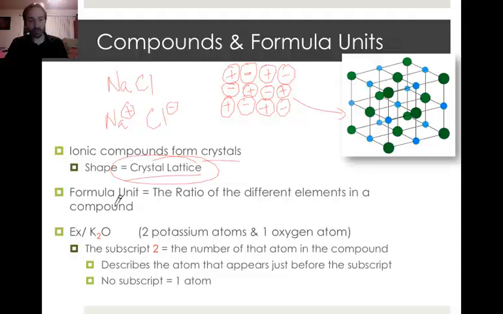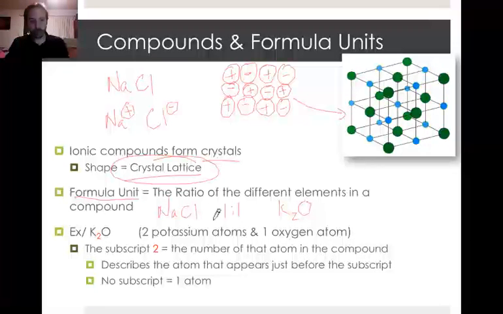Now, the way we describe this in terms of a formula, we call it a formula unit. It's basically the ratio of the different elements in this compound or in this crystal. In this case, for sodium chloride, NaCl, it's simply a 1-to-1 ratio. It's 1 positive for every 1 negative. Easy.